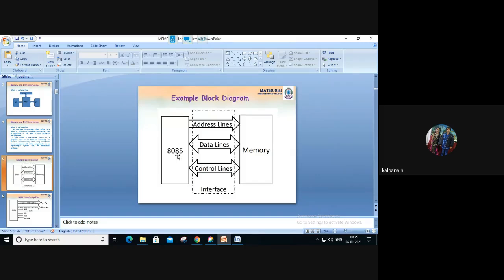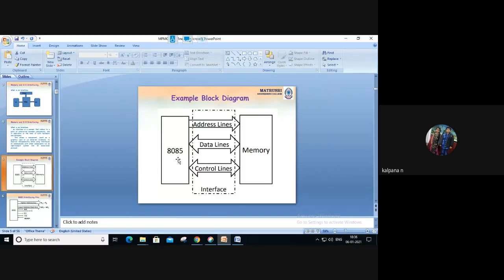So how many address lines the processor is having, those many address lines we need to connect directly from 8085 to the memory. Next data lines. What we need in interfacing is the transferring of data only, right? So in order to transfer data, we need to connect the data lines directly from 8085 to memory. So how many data lines is this 8085 having?